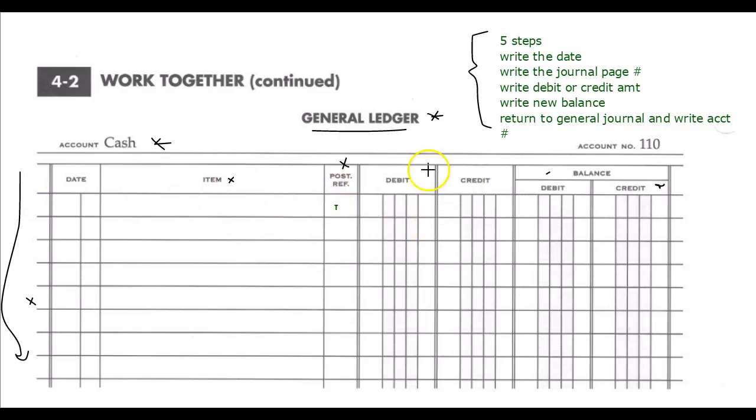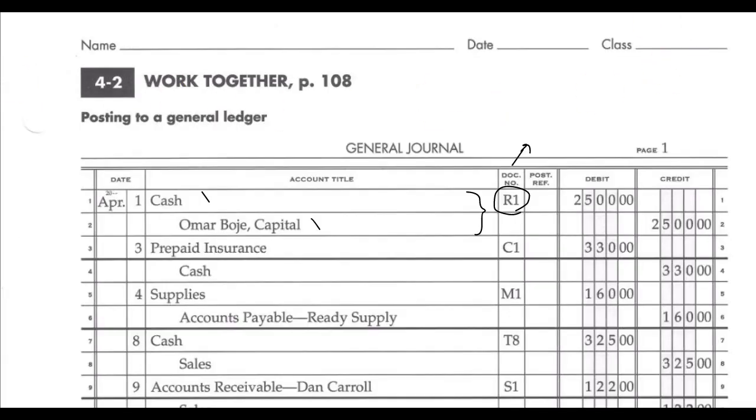Then you write whether it's a debit or a credit amount, and then you keep a running balance. And this running balance is important because that tells you how much money the owner has or owes in a certain account. Okay, so let's get started. Let's analyze the first transaction.